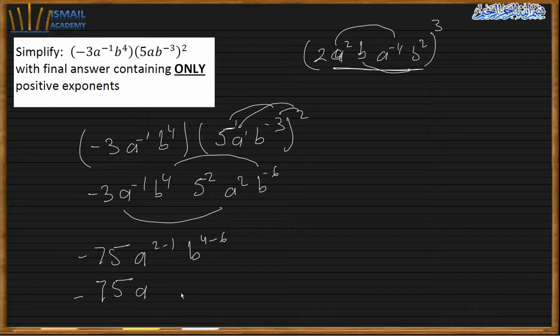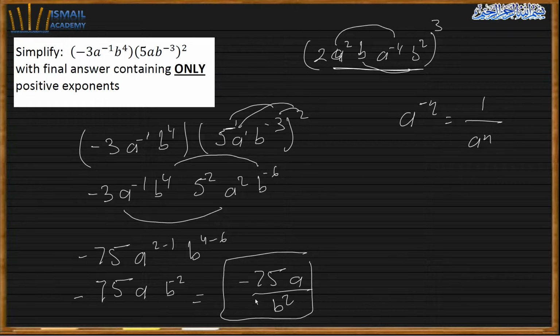A to the 2 minus 1 is a to the 1, and b is to the minus 2, but they want positive exponents. That means if I have a to the minus n, it is 1 over a to the n, so I move it to the denominator. So here it will be minus 75a over b squared, and this should be your answer. So this is 75. Sometimes I write sloppy. Alright, so I hope this is clear.